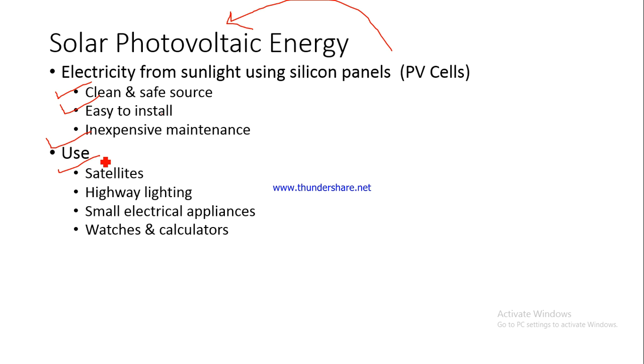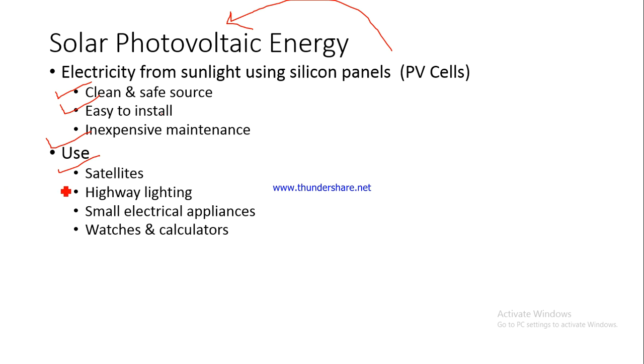working for years on end, because they obtain their energy from the sun and they convert it into electrical energy, which then runs the various machines in the satellite and various operations in the satellites. So solar photovoltaic energy is basically used in satellites.